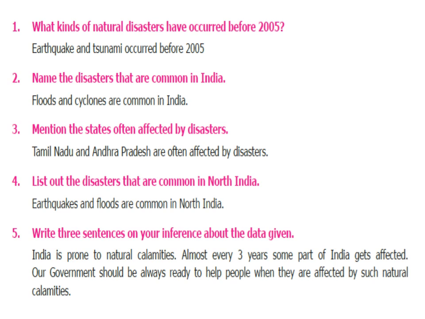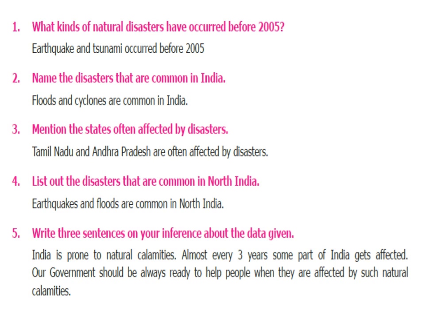What kinds of natural disasters have occurred before 2005? Earthquake and tsunami occurred before 2005. Name the disasters that are common in India. Floods and cyclones are common in India. Mention the states often affected by disasters. Tamil Nadu and Andhra Pradesh are often affected by disasters. List out the disasters that are common in North India. Earthquakes and floods are common in North India.